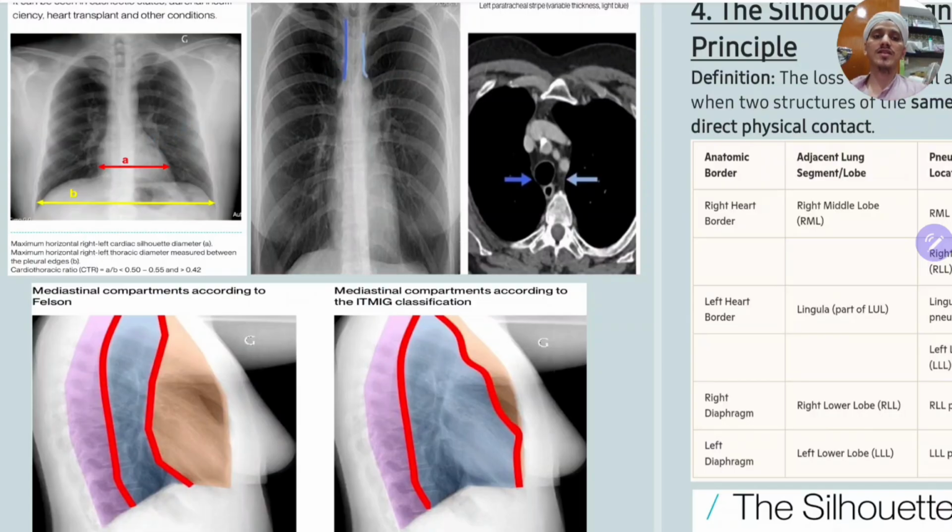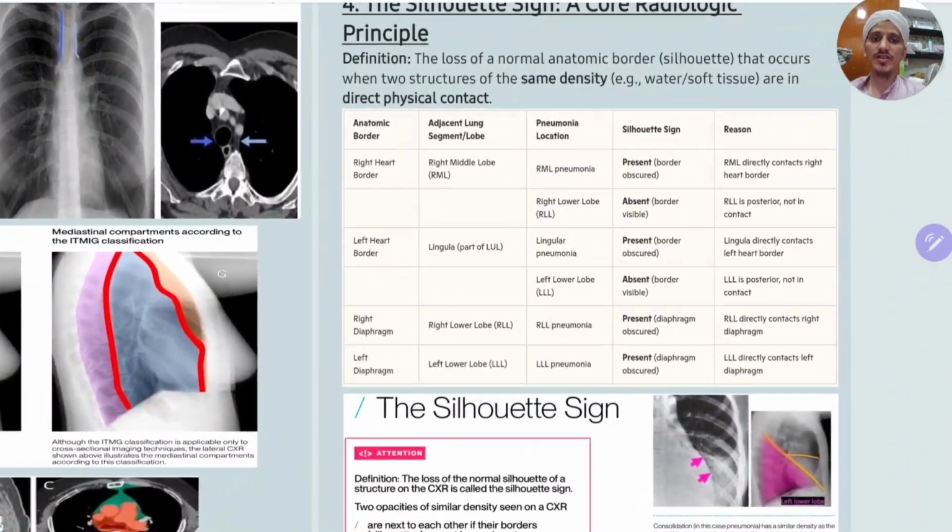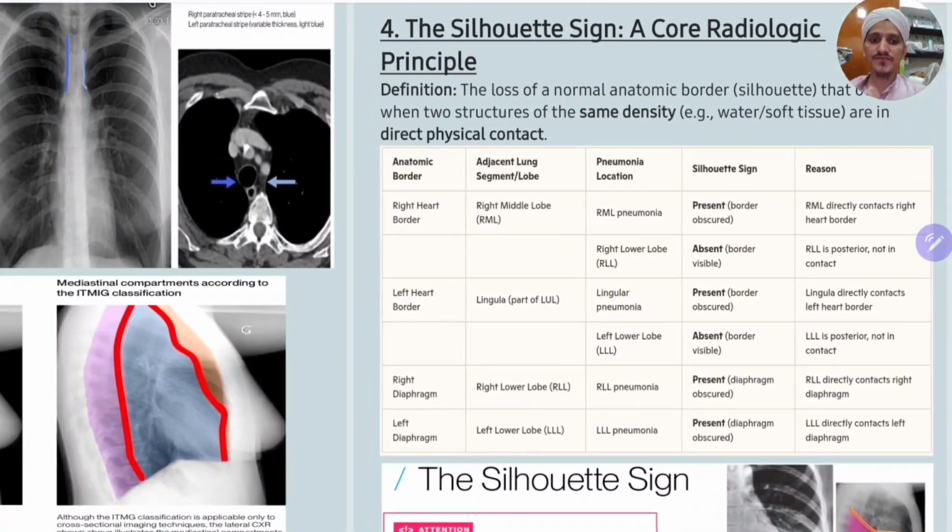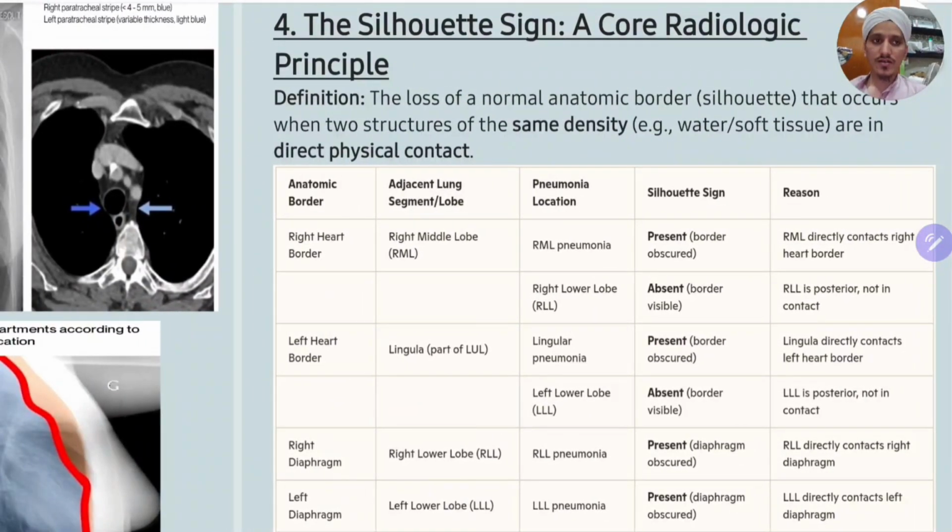Okay, now we will discuss a very important sign in the chest X-ray, that is the silhouette sign. So what is the silhouette sign actually? A core radiological principle: the loss of a normal anatomic border. Silhouette is nothing but border. The loss of a normal anatomic border occurs when two structures of the same density, for example water or soft tissue, are in direct physical contact. That is the silhouette sign. We will know that.